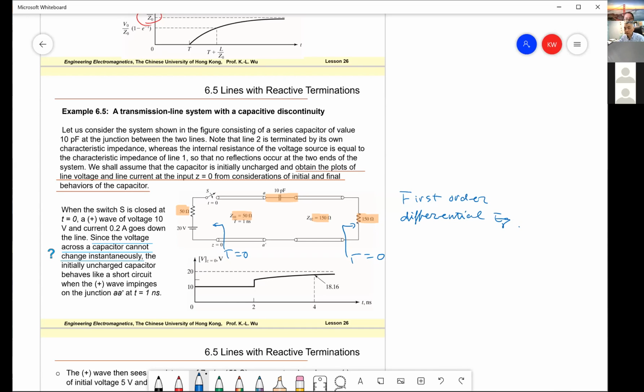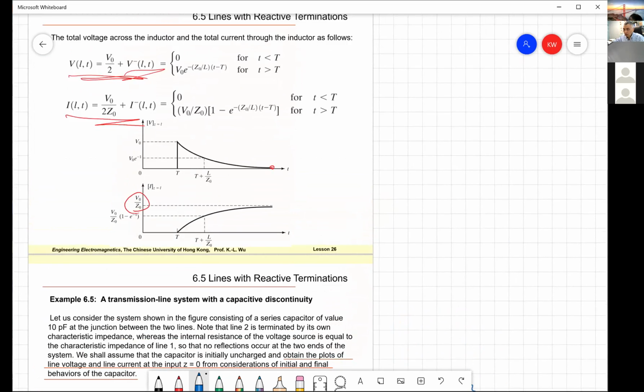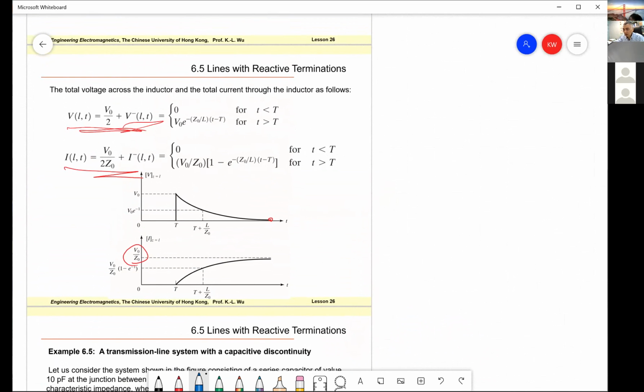Okay, first order differential equation problem. For a first order differential equation problem, the first thing we need to calculate is what we call the time constant, tau.